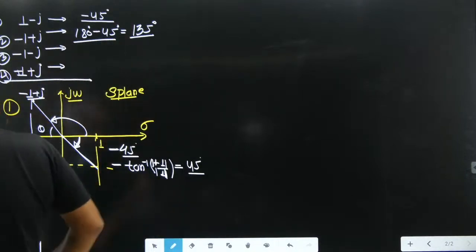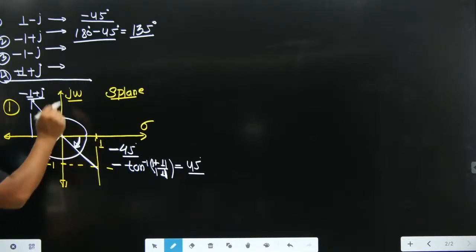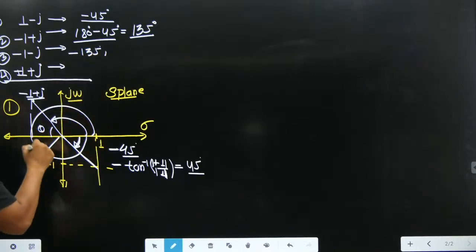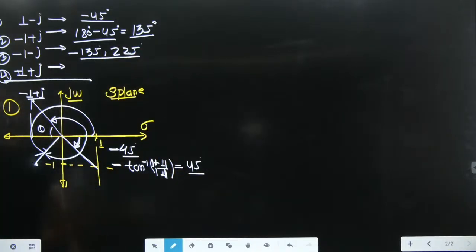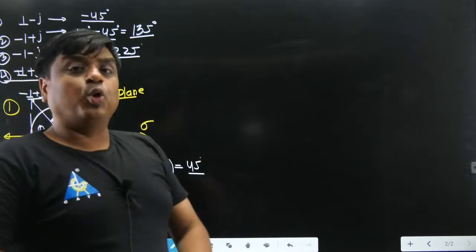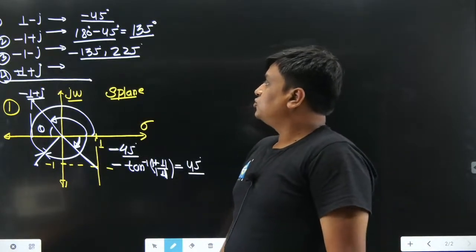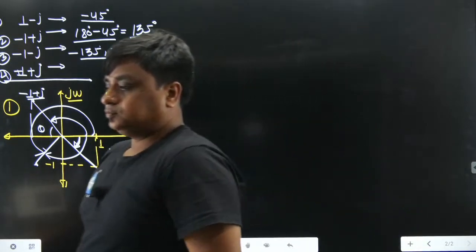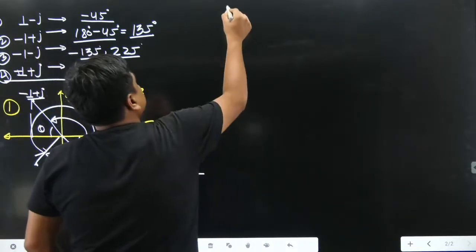In the same sequence, if I take minus 1 minus j, it would come somewhere here. So you could have measured this angle in two different ways. If you take the clockwise direction, the angle is going to be minus 135, and similarly if you take the anti-clockwise direction, the angle is going to be 225 degree. Many students have doubts: sir, should I take minus 135 or 225? Both are precisely the same. It's completely your choice.